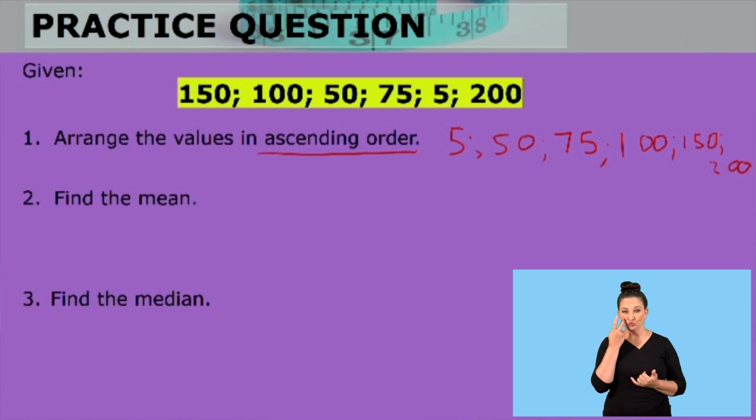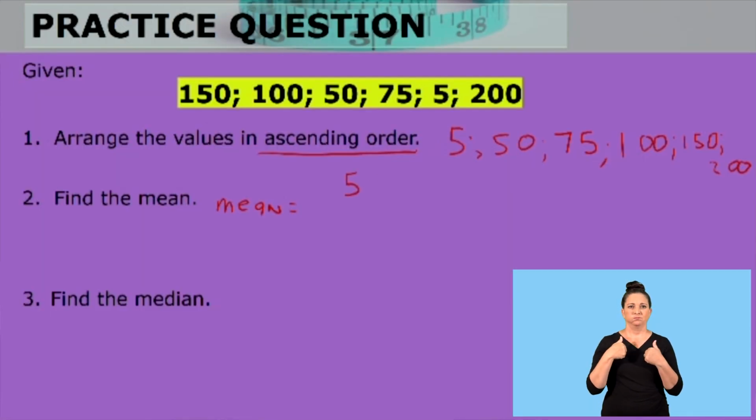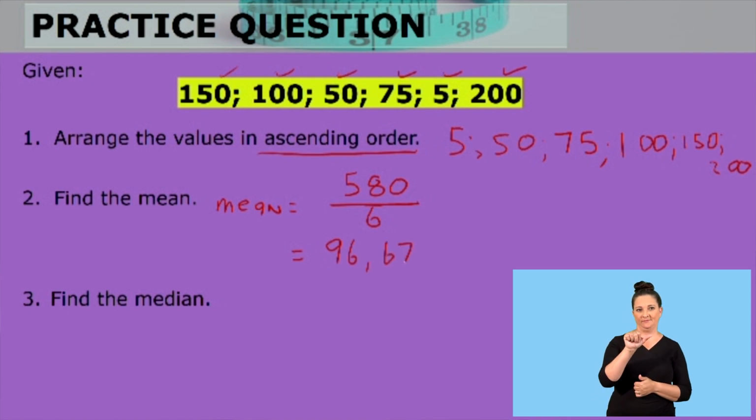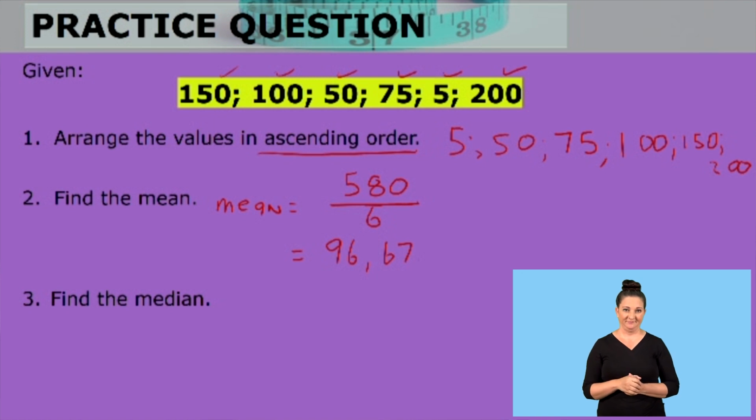Find the median. Find the mean first. So again, the mean is the sum of all the values divided by the total amount of values that we have. So looking at this, the sum of all the values, if I add them up for you, I got to 580. And I want to divide this by the amount of numbers that there are. So if I'm counting now, I have 1, 2, 3, 4, 5, 6 numbers. So I'll divide that by 6. And here I get an answer of 96,67. And there you go. That's the mean.